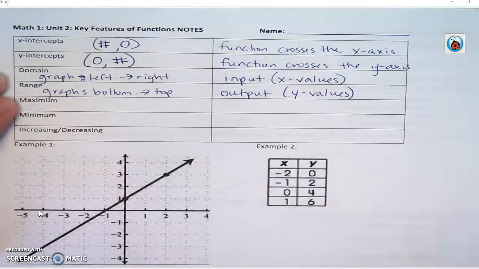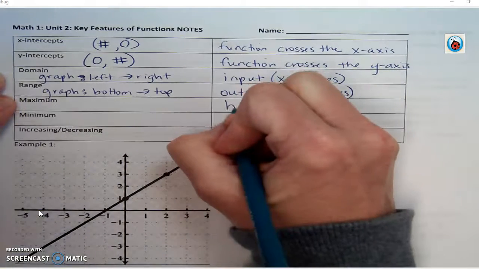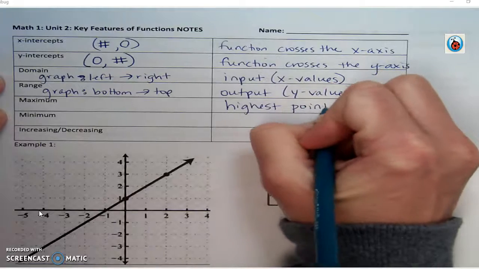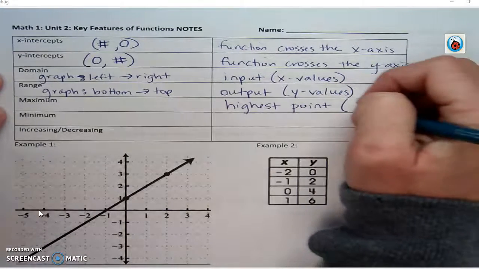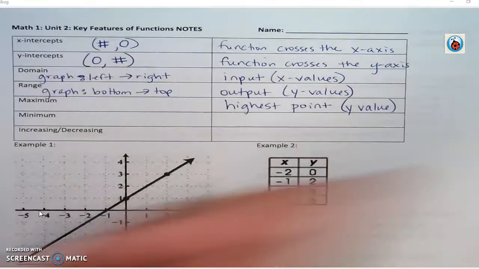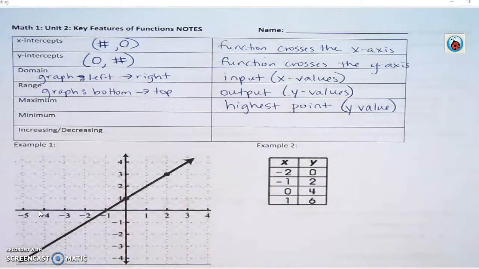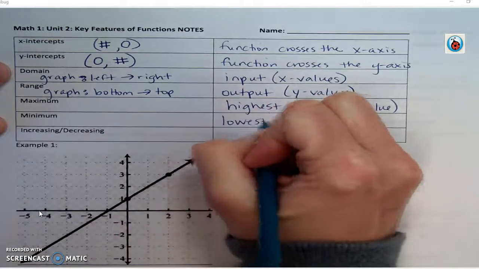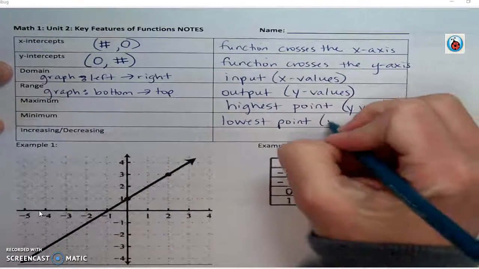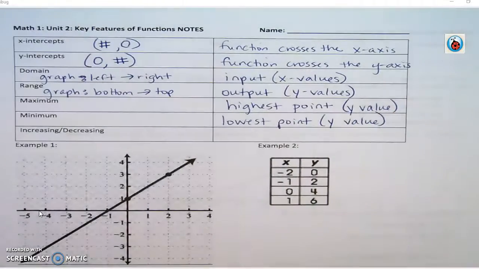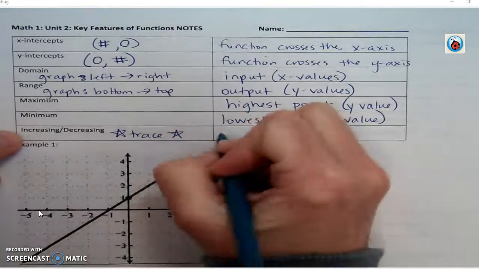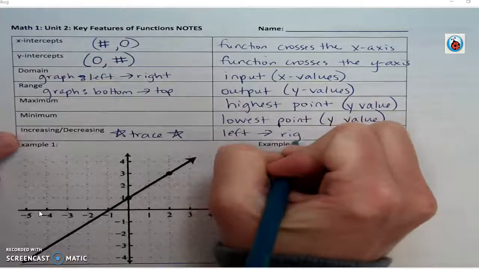The maximum value is the highest point. And if it's just looking for one number, it's looking for the y value. The minimum is the lowest point. And once again, if it's only looking for one number, it wants you to take the y value. To determine if a function is increasing or decreasing, you want to trace it. And again, you're going to go from left to right.